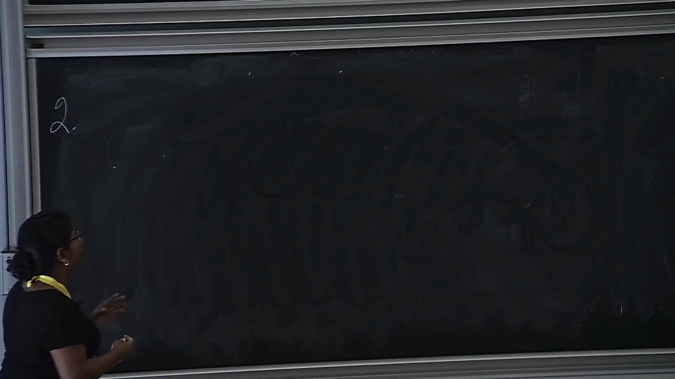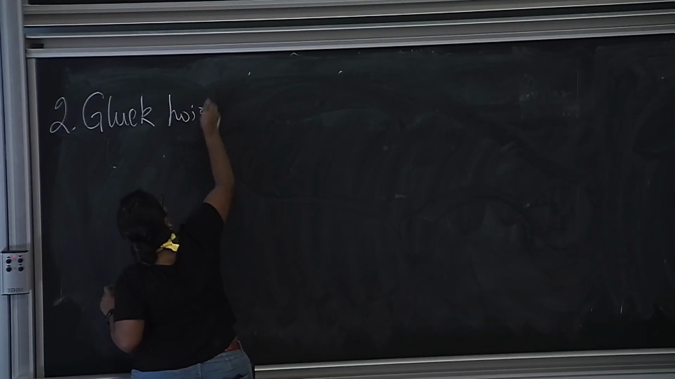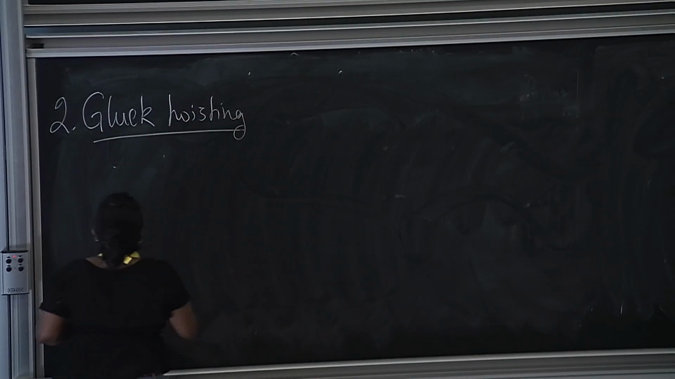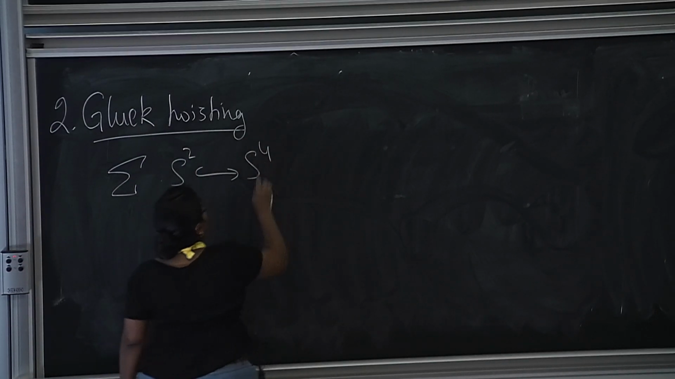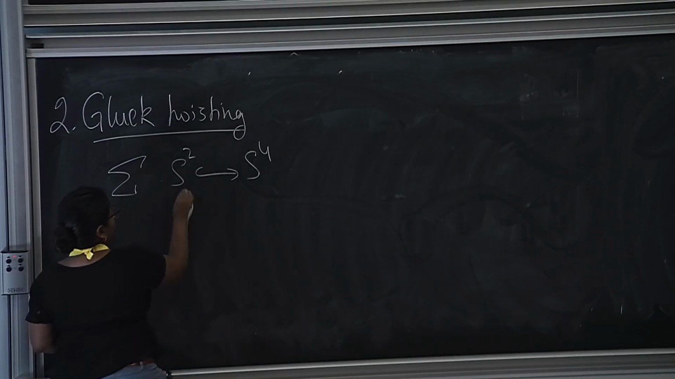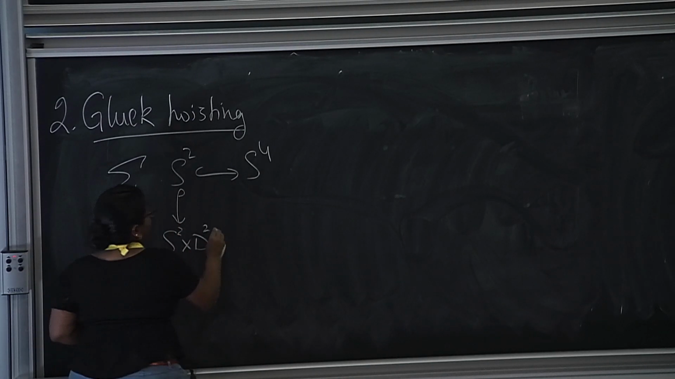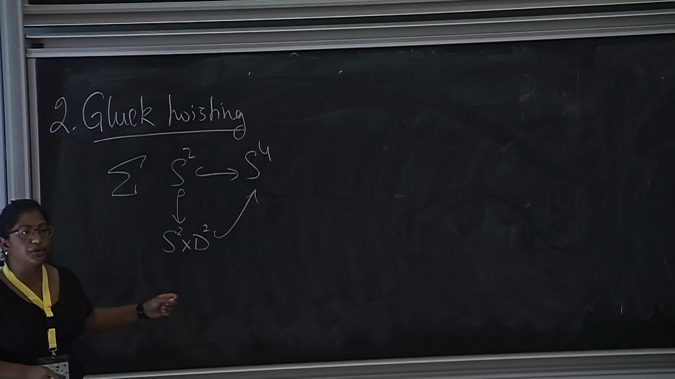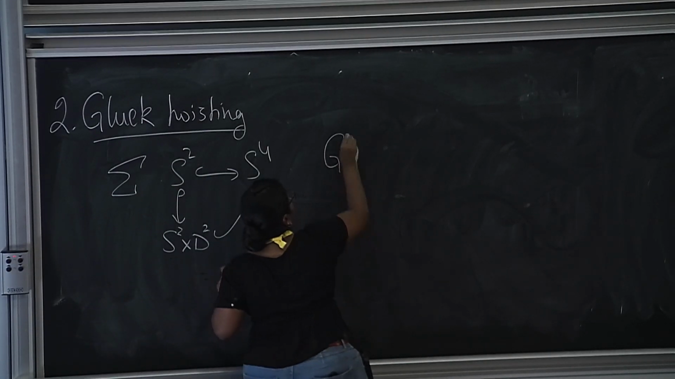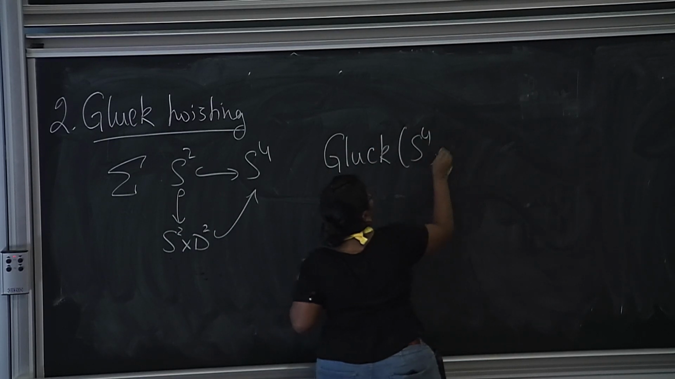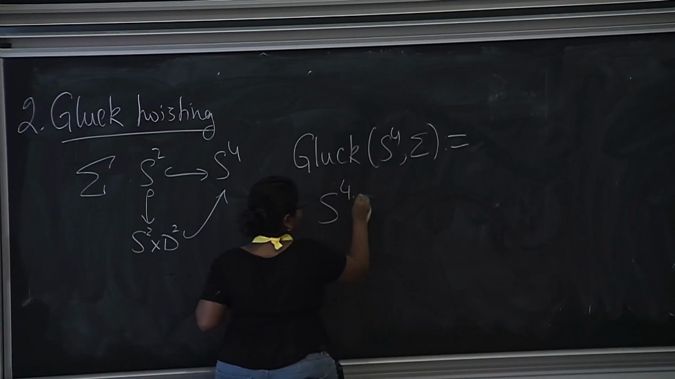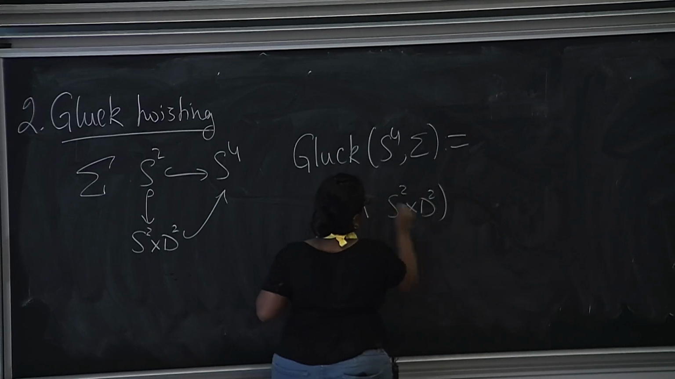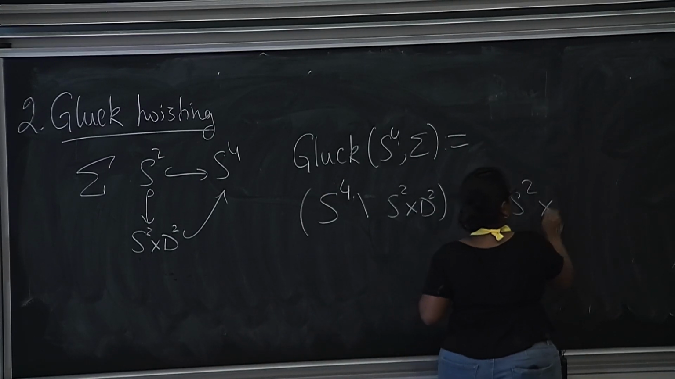There's another potential strategy to finding exotic smooth structures on S4, which is called Gluck twisting. Here, I start off with a sigma, which is a 2-knot inside of S4. So in particular, it extends to an S2 cross D2 in S4. And what I could do is I could take S4, remove that S2 cross D2, and then glue it back in.